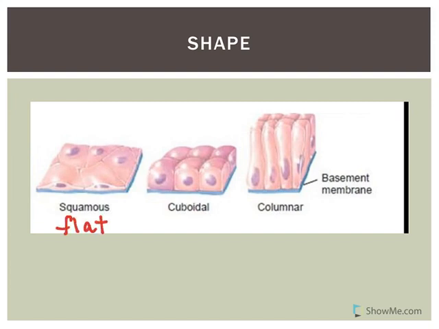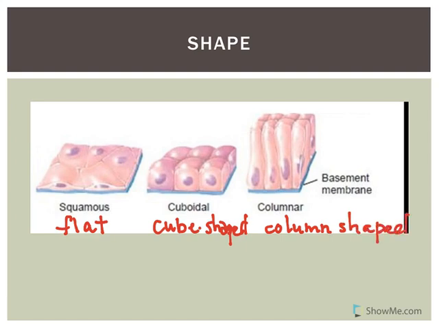If they're cuboidal, they're cube-shaped. Think of shaped like an ice cube. And the last type we call columnar. They're column-shaped. So column-shaped cells, think of rectangular. They're taller than they are wide. And what you'll notice is the nuclei of these cells tend to be at the lower half of the cells.